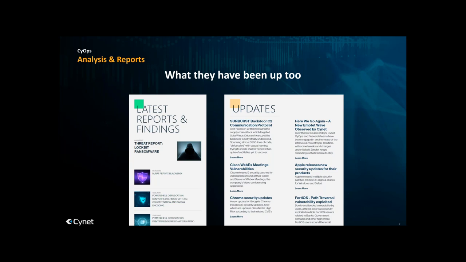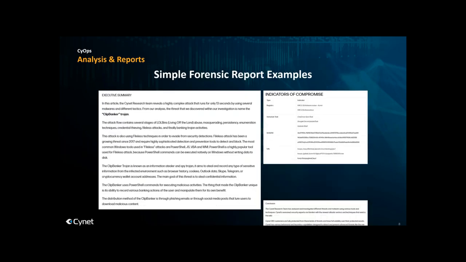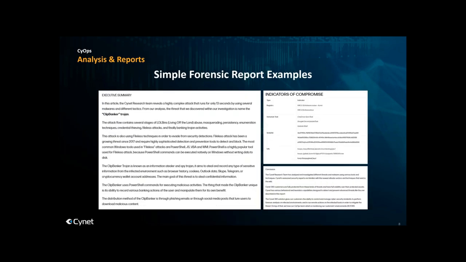Now, we talked about the forensic reports that they can provide. From this perspective, this is an example of a simple forensic report that they can provide. Something high level has an executive summary, all the indicators of compromise that they found, and a conclusion, something you can share with the rest of the team and the company, to have a general overview understanding of what's going on and what you need to focus on, all in a report that you can share.